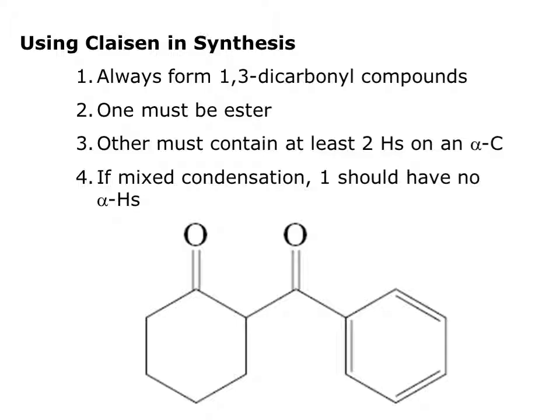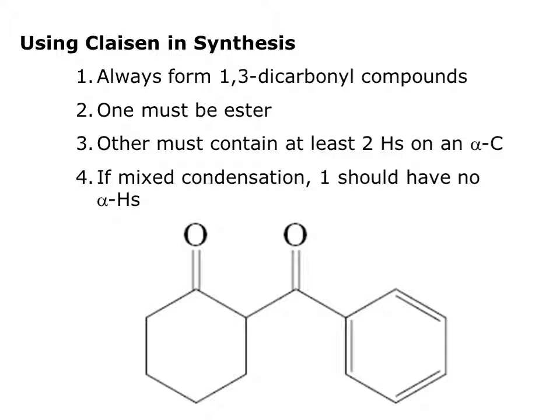If you want to use Claisen in syntheses, these are your 4 things to remember. Your product is always going to end up being a 1,3-dicarbonyl compound. One of them needs to be an ester. The other one must contain at least 2 hydrogens on the alpha carbon. If you're doing a mix, meaning that you're using 2 different starting materials, make sure one has no alpha hydrogens, or your product mixture can get pretty messy.